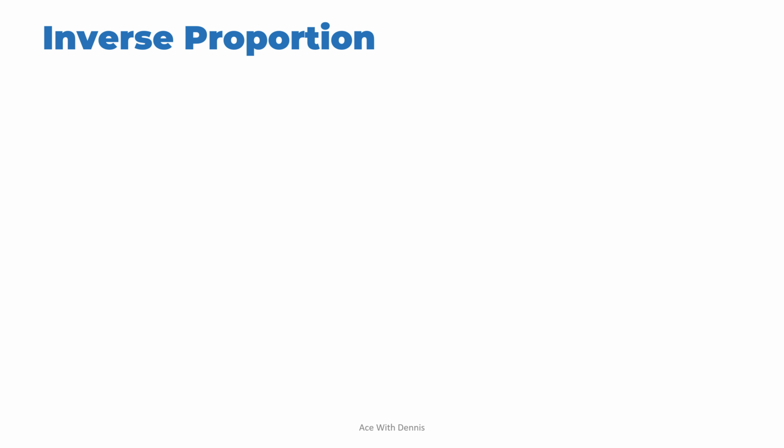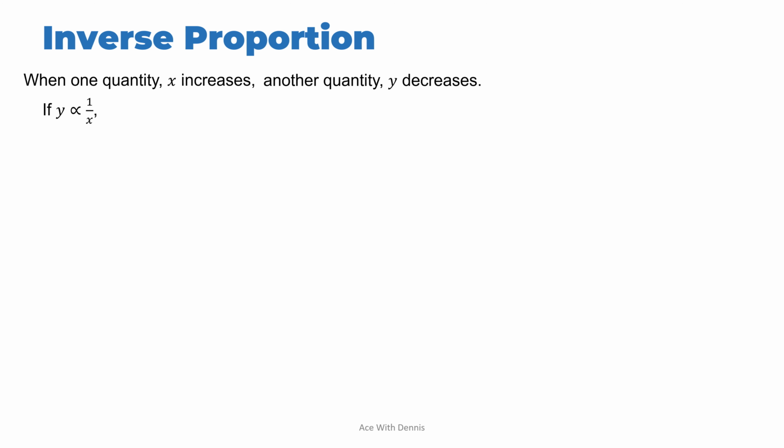In the next section, we'll talk about inverse proportion. Inverse proportion means when one quantity x increases, another quantity y decreases. If y is inversely proportional to x, then y equals k times 1 over x, where k is constant. Notice that if we rearrange the equation, we find that x times y equals k, which is a constant. This determines whether the relationship between x and y is inverse proportion or not.